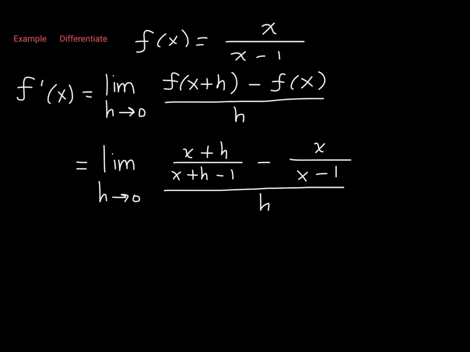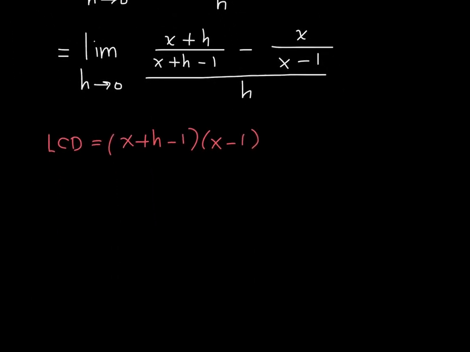We can simplify the numerator by getting common denominators. The LCD is x plus h minus 1 times x minus 1. So what this means is this first fraction will have to be multiplied in the numerator and in the denominator by x minus 1. This fraction here will have to be multiplied in the numerator and in the denominator by x plus h minus 1. Let me see if I can show that now. I'm going to scroll up here.